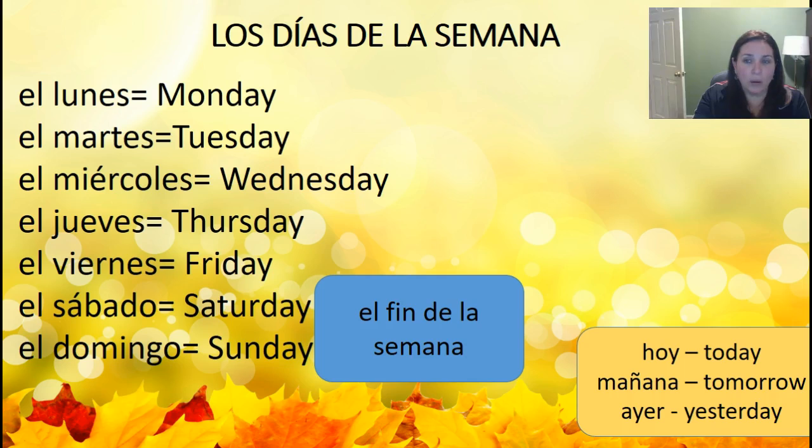El sábado, el sábado. Now, unlike the others that are named after something Latin, this one is named after something Hebrew, the Sabbath. El sábado, because a lot of Jewish people worship on Saturday. El sábado, el sábado. El domingo, el domingo. So both of these, the Saturday and the Sunday, are the end of the week.